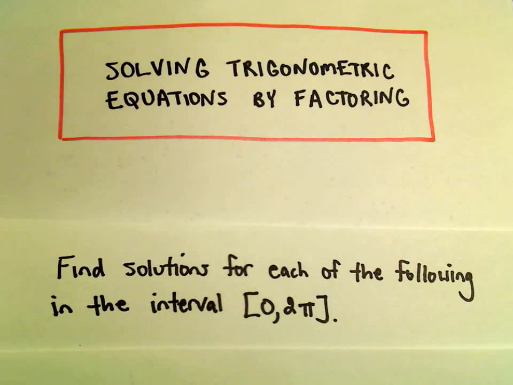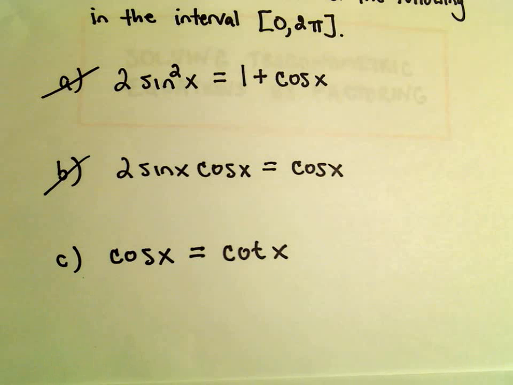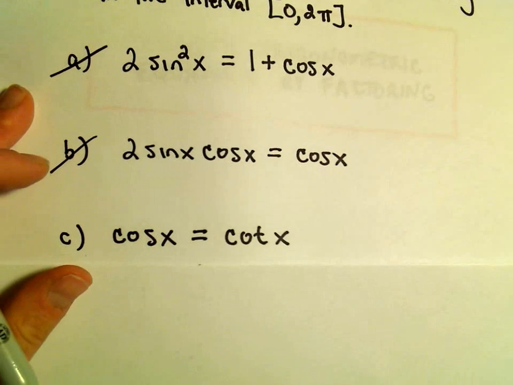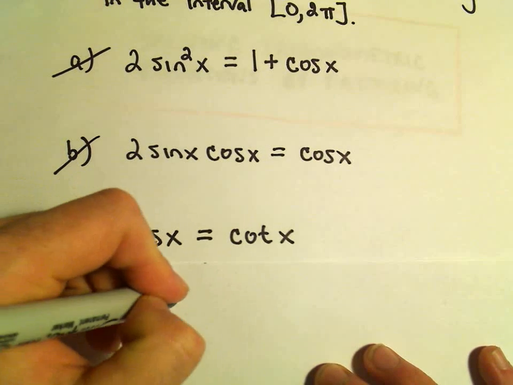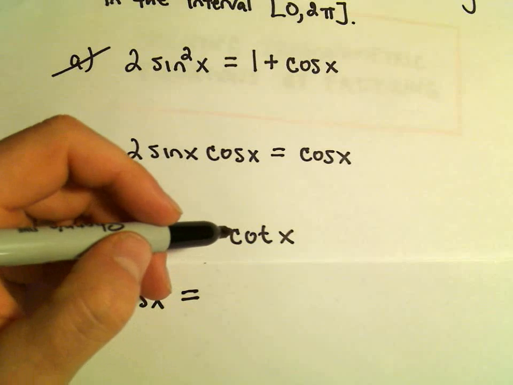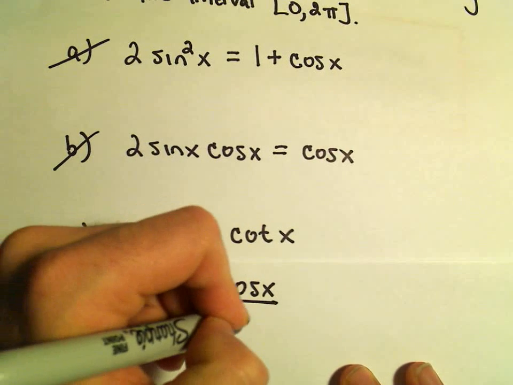Alright, so one more example here of solving a trig equation by factoring. And here we're going to solve cosine x equals cotangent x. And what I'm going to do in this case is simply rewrite cotangent. So tangent is sine over cosine. Cotangent is cosine over sine.